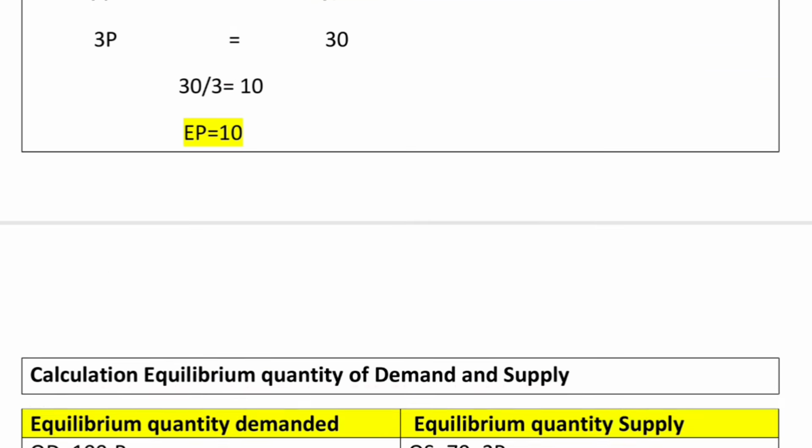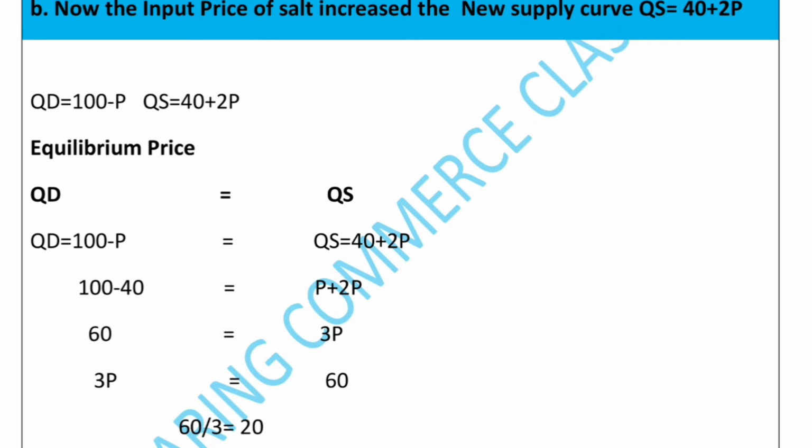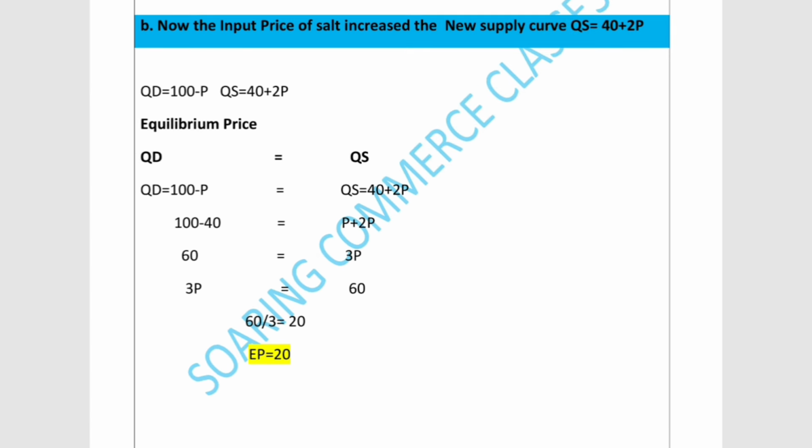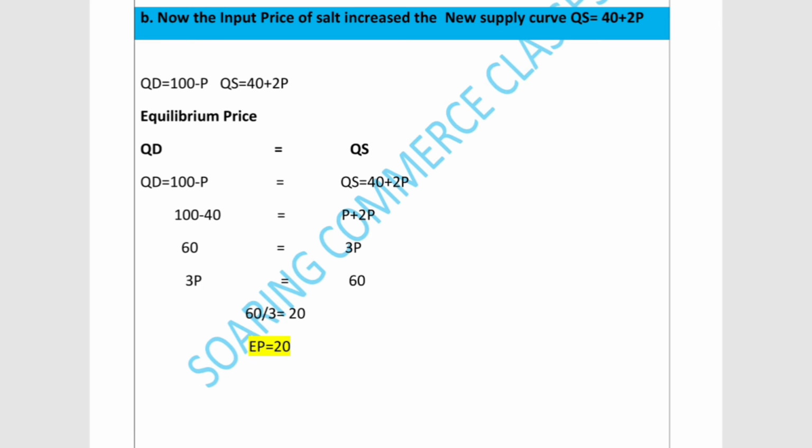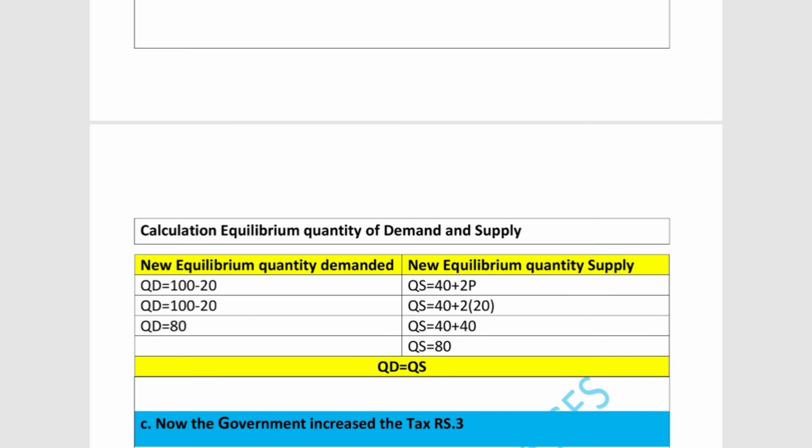In the first case the equilibrium price we got was 10. Now the new equilibrium price is 20 because of the increase in the input price of salt. So definitely when the input price of salt increases, the equilibrium price is going to increase. Now we are going to calculate the new equilibrium quantity demanded and supplied, similarly to what we did in case A.